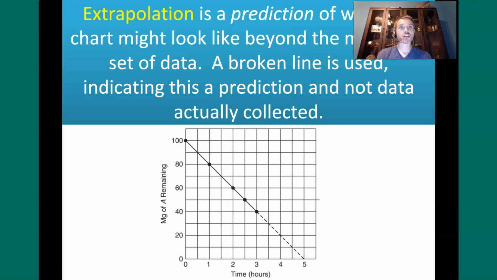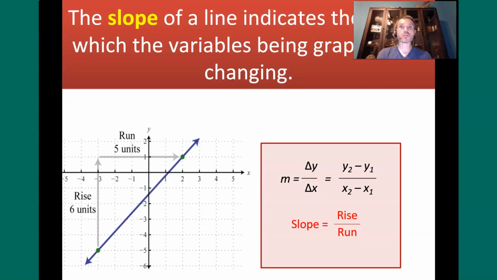Extrapolation is the prediction of what the chart might look like beyond the measured set of data. If I asked you, well, what happens if a student were to study 4 hours, 5 hours? What would their grade be then? So what you would do in that situation, you would take a line and you would extend it based upon the data points and predict what would happen. A lot of the times what we do is we indicate the prediction with a dashed line. And what that suggests is that we actually didn't measure those data points, but based upon our data thus far, we would predict that that's what we would see.